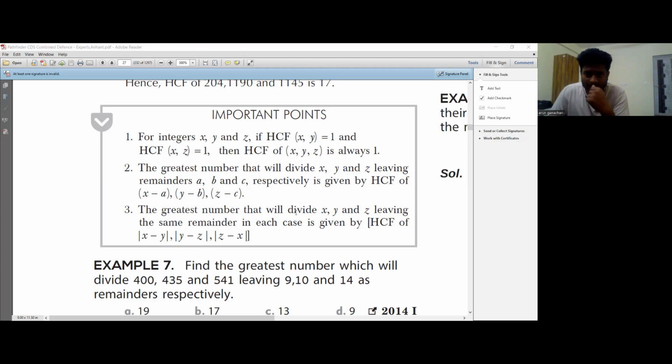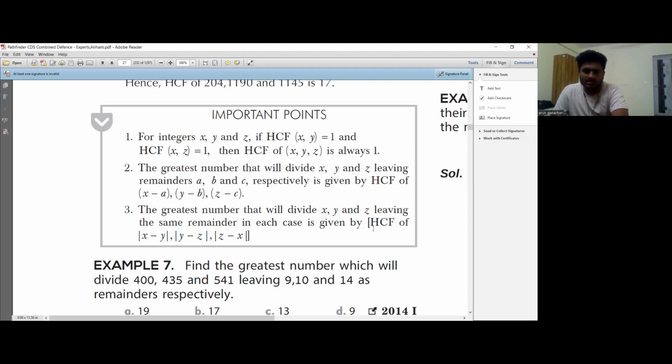The greatest number that will divide x, y, and z, leaving the same remainder r. In the brackets, write it as r, just after the words same remainder. The third part is misprinted, so write here r.